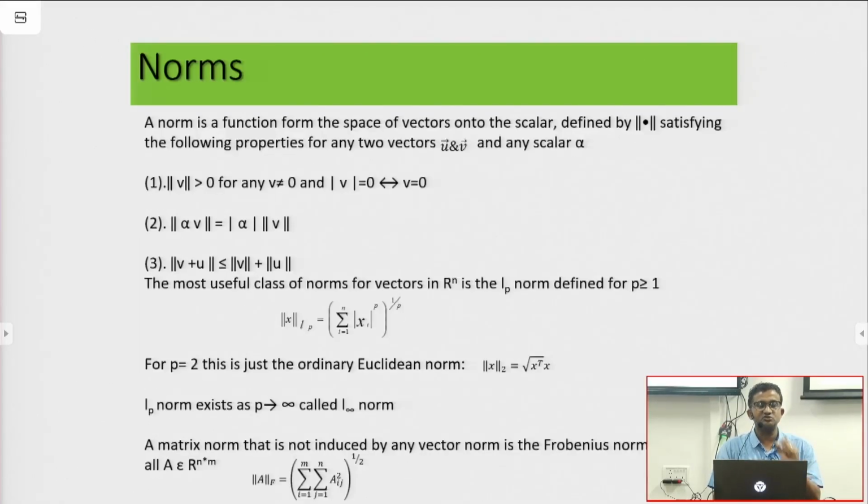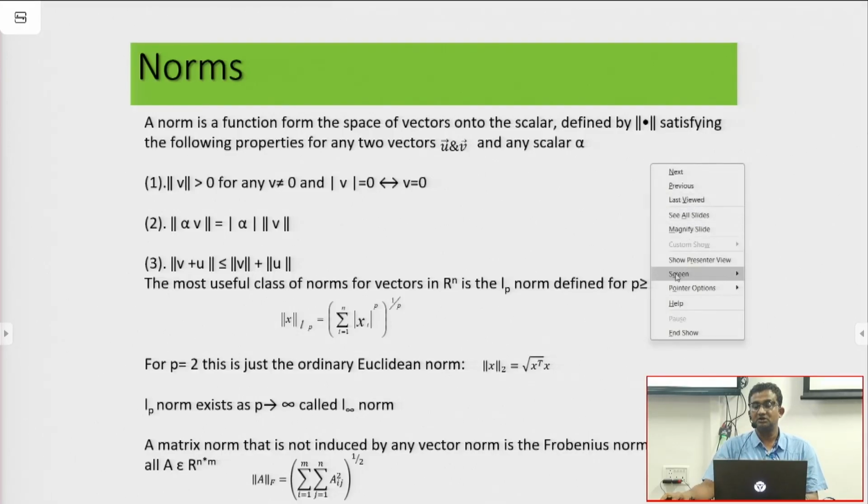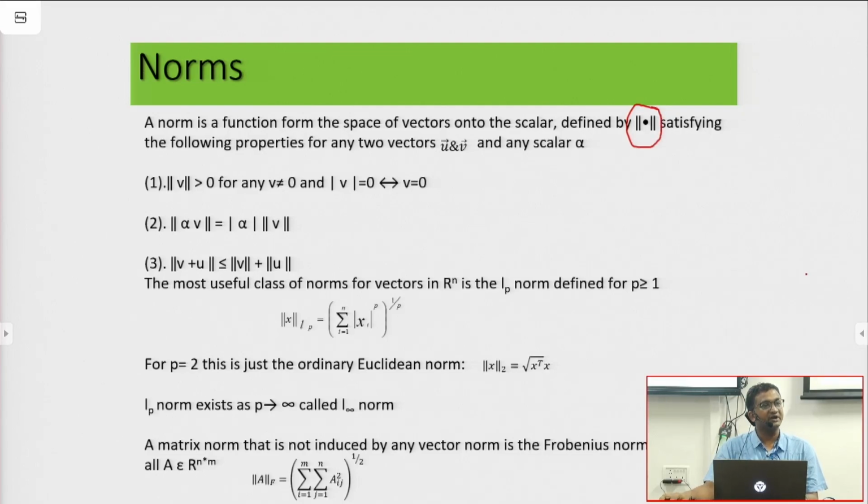So this norm is defined as a function from a space of vectors onto scalars, and it is denoted by this notation: two vertical bars. It obeys the following. Let us say there are two vectors, u and v, and alpha is a scalar. Then these norms obey these properties.